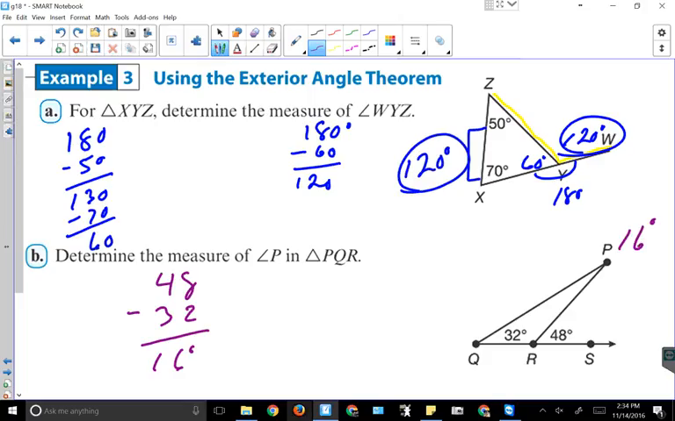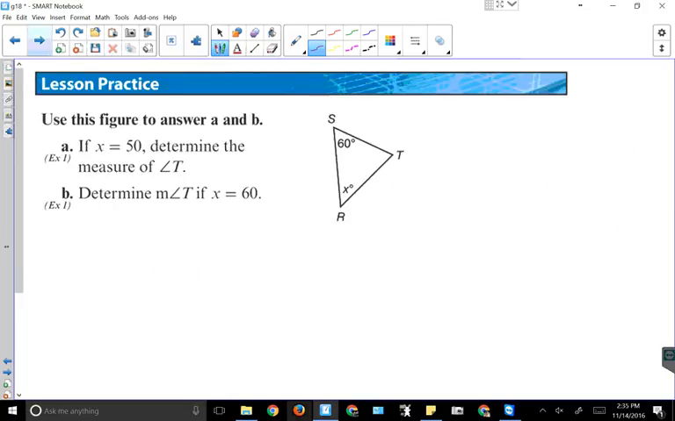So granted, you can go through and do it the other way. This is just a quicker and easier way of doing it. It's kind of like a shortcut. If you like doing it the long way, by all means, you can do it the long way. But if you've got a shortcut, why not take a shortcut? So what I'm going to do here is give you a little time, and I want you to go through and do this. Okay?